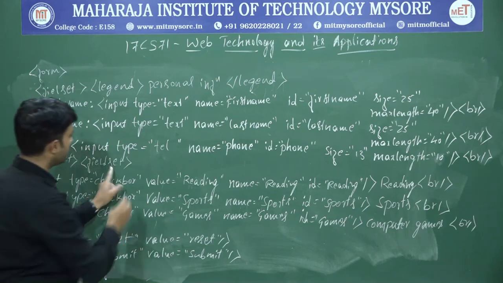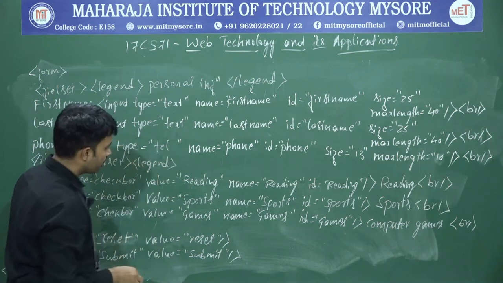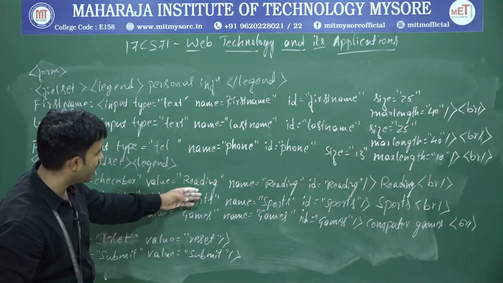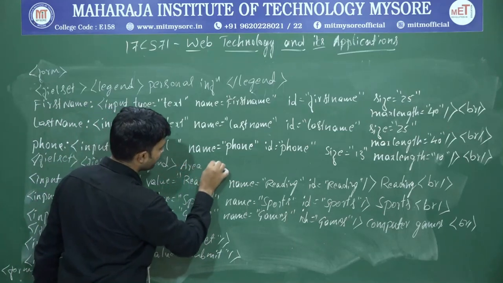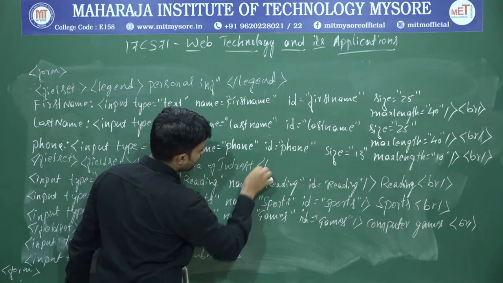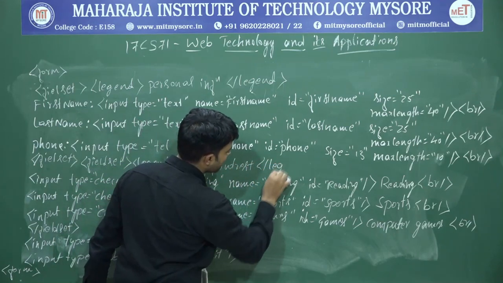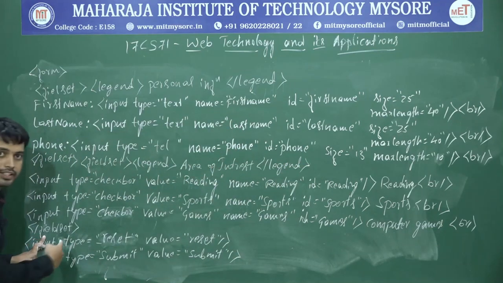Okay. So now for this field set, legend, so these are all area of interest. Okay. So now I am going to close this legend. So again here I have opened this field set, right?